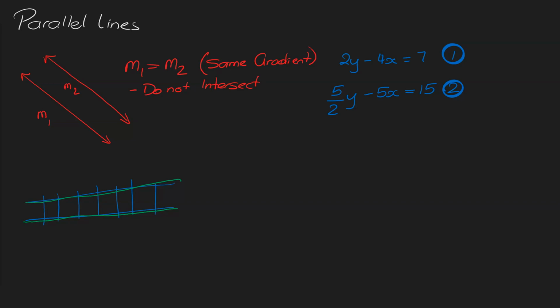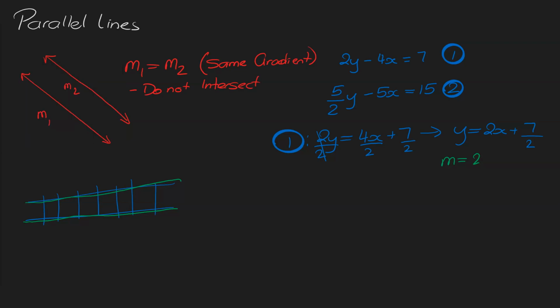I'll take equation 1 and rearrange it to look like y equals mx plus c. So I get 2y equals 4x plus 7, taking that negative 4x across, and it becomes positive. If I divide both sides by 2, I get y equals 2x plus 7 over 2. And therefore the gradient for this equation is 2.